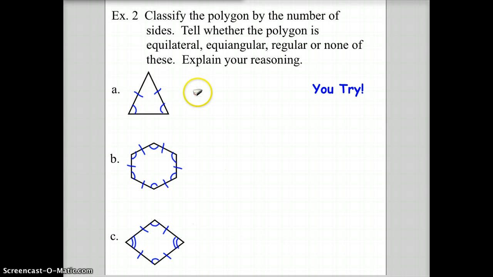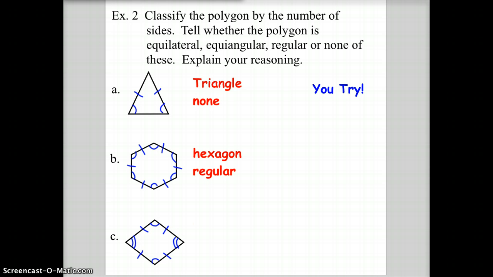The first figure has 3 sides, so it's a triangle. It has 2 equivalent side lengths and 2 equivalent angles, but not all 3. So therefore, none of the above are true. The next figure, we've got 2, 4, 6 sides. So a 6-sided figure is going to be a hexagon. It has equivalent angles and equivalent side lengths, so it is going to in fact be regular.